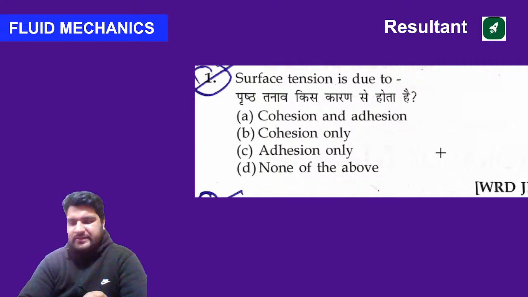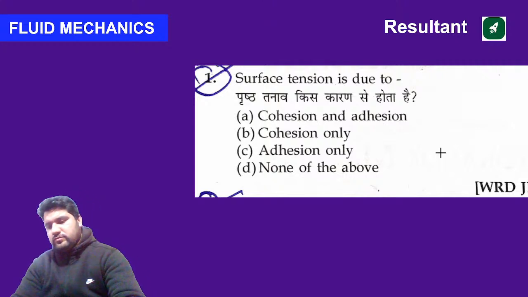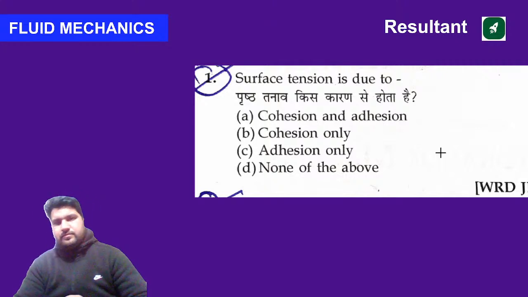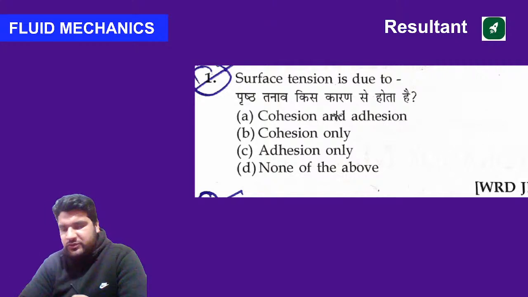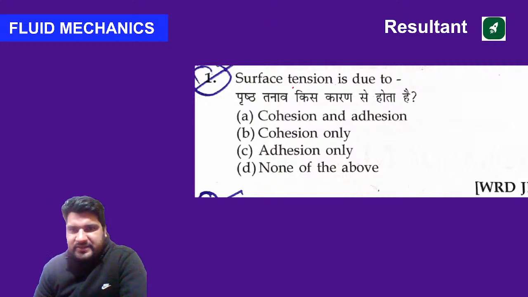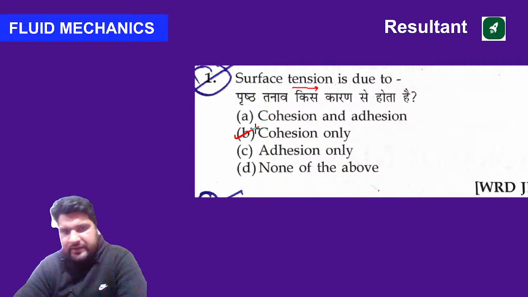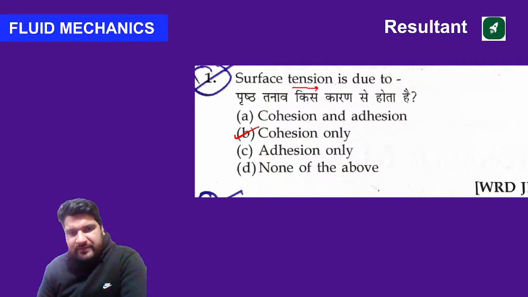So what should be the answer for this question? Surface tension is due to. Is this cohesion and adhesion? Is this cohesion only or adhesion? Yasmin is saying B. So surface tension is due to cohesion only. Remember that, everyone. Surface tension is due to cohesion only. Absolutely correct.